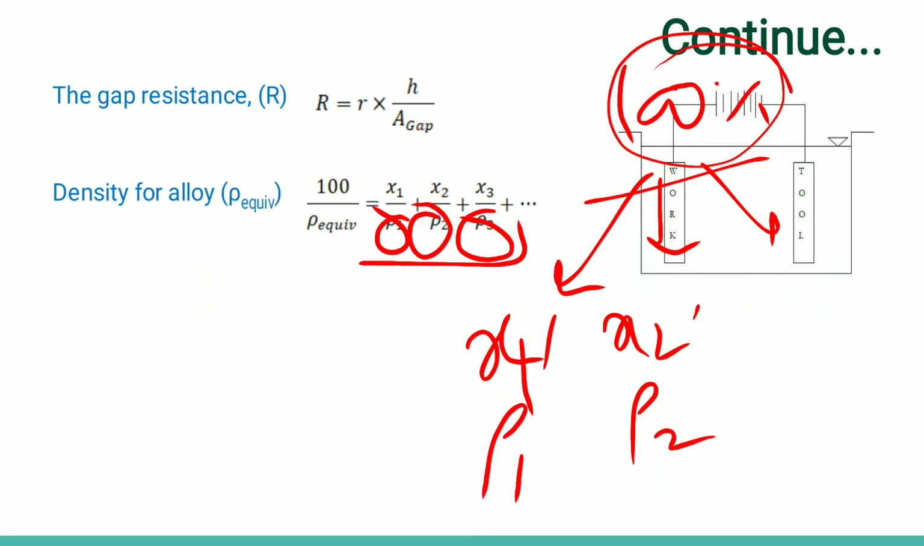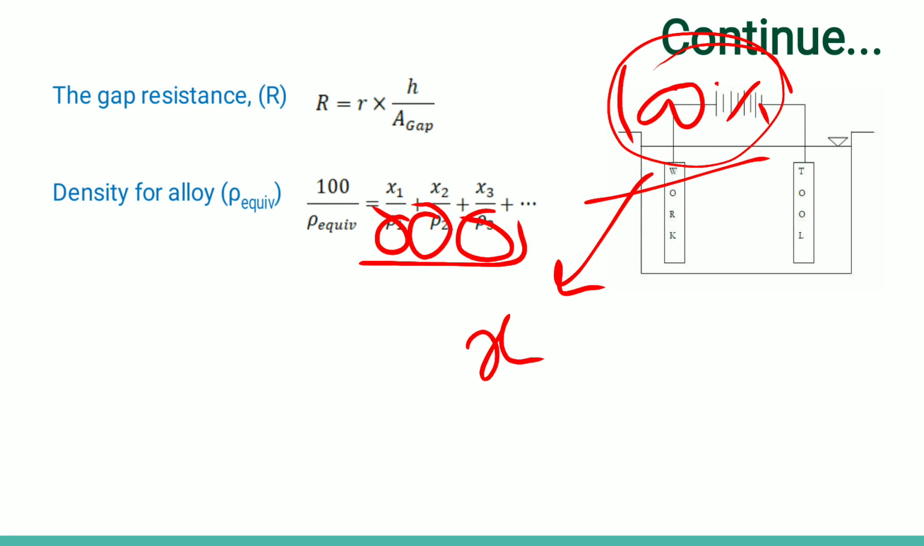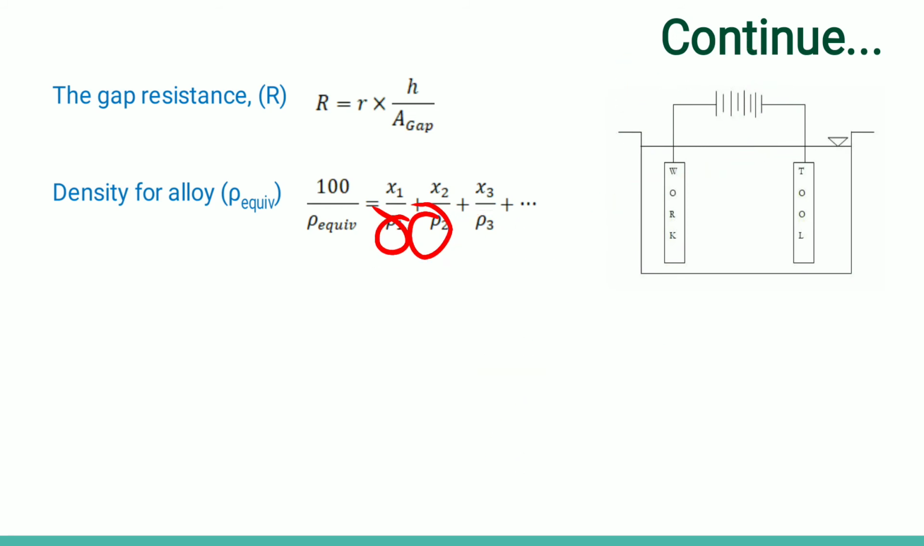So this is the formula for the equivalent density when a single density of the alloy is not given to you. If the separate densities are given to you, then this is the formula through which you will calculate the equivalent density. Next is the equivalence, that is, electrochemical equivalence.